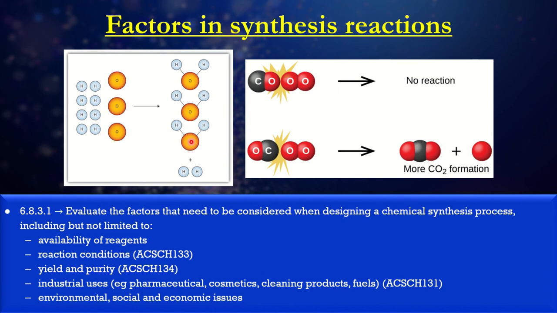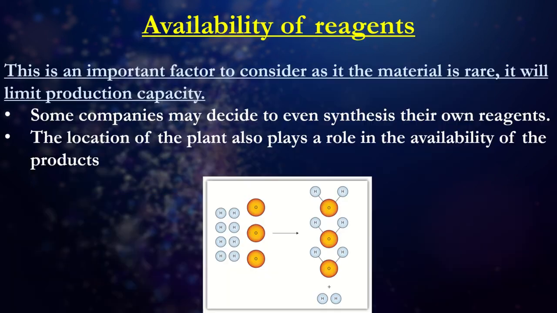So once we've gone through the social, economic, and environmental impacts or factors that influence synthesis reactions, let's look at the actual reaction itself. What factors will influence the actual process? The first one is the availability of reagents. What we talk about with reagents is obviously the reactants. It's an important factor to consider, as materials are often quite rare to use, or there is a particular limitation, and so that will limit the capacity of production.